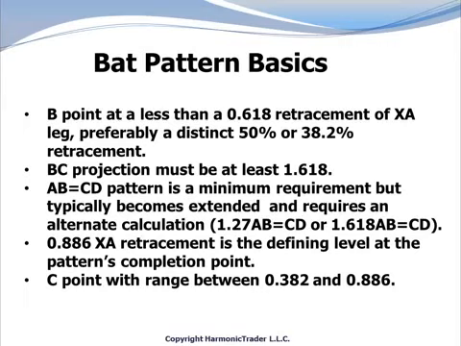The ABCD pattern within the structure is a minimum requirement, but typically becomes extended and requires an alternate calculation, either a 1.27 AB equals CD or a 1.618 AB equals CD. The 0.886 XA retracement, though, is the defining level at the pattern's completion point. Also, the C point must be between a 0.382 and a 0.886.